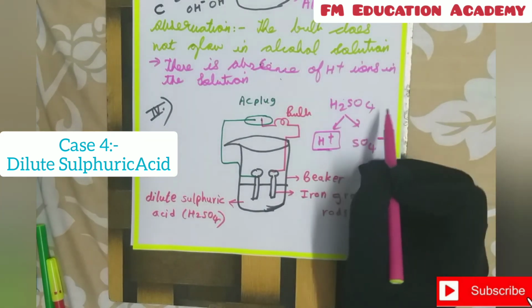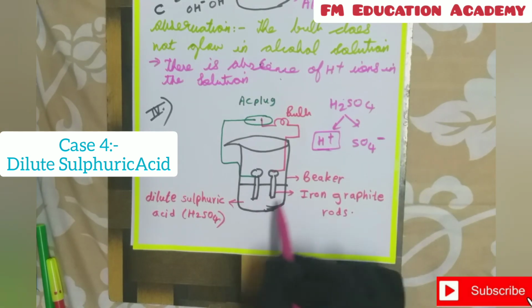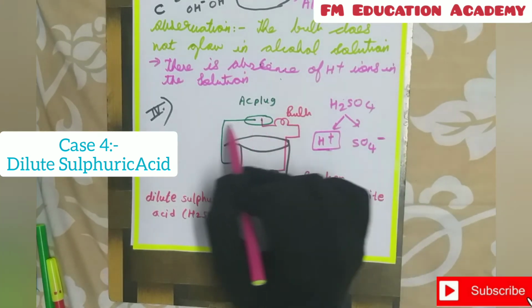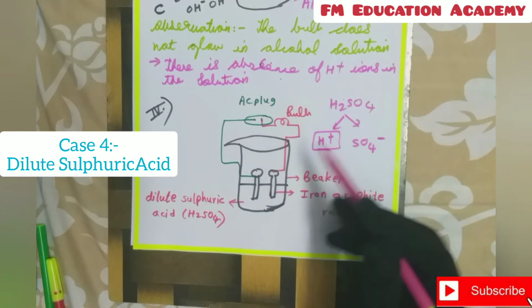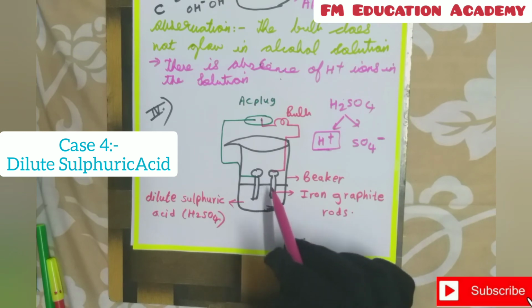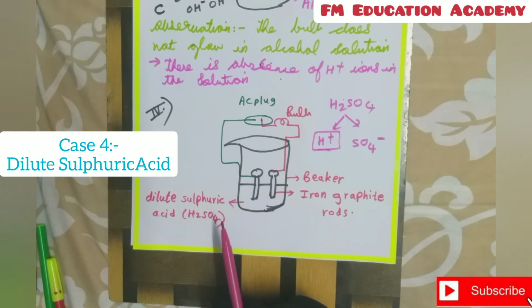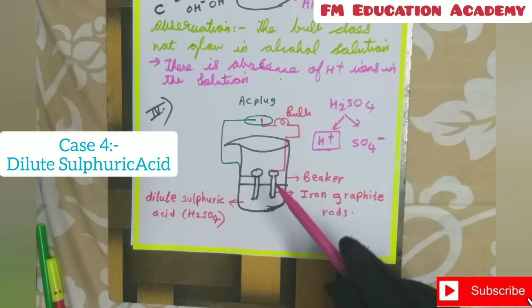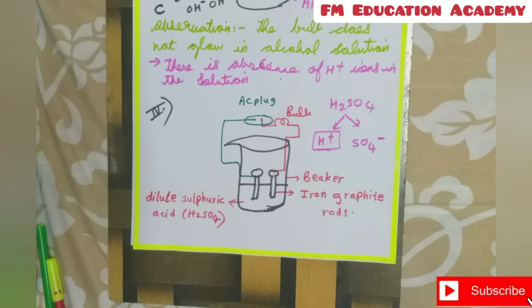So as H2SO4 has H plus ions inside it, and the H plus ions are moving continuously, we can observe that the bulb glows and there is movement of electricity. That is, electricity is produced when acid is present inside the beaker. So what observation can we see here? The bulb glows in sulfuric acid solution, and also we can say that if H plus ions are present in the solution, then there is electricity production.